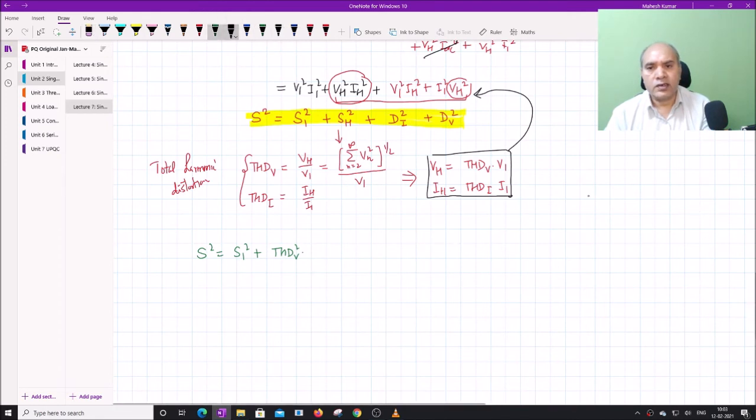So I will put it here, this one, THD_I square into V1 square into I1 square. This is the S_H square. Then plus D_I square. D_I is V1 square into I_H square. So I_H is THD_I square. This is THD_I square into V1 square into I1 square.